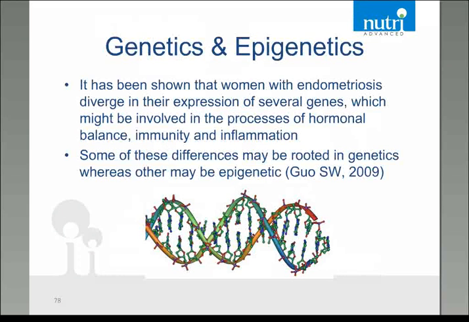It's been shown that women with endometriosis diverge in their expression of several genes which might be involved in the processes of hormonal balance, immunity, and inflammation. Some of these differences may be rooted in genetics, whereas others may be epigenetics. Remember, your epigenetics are the marking of your genes.